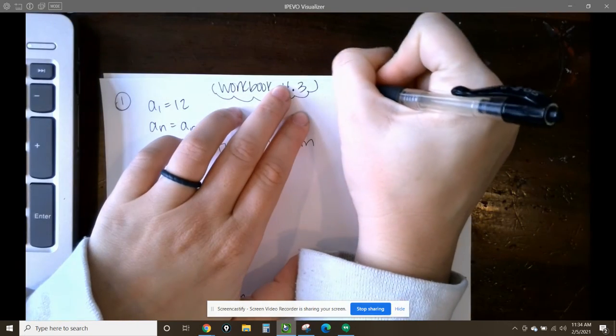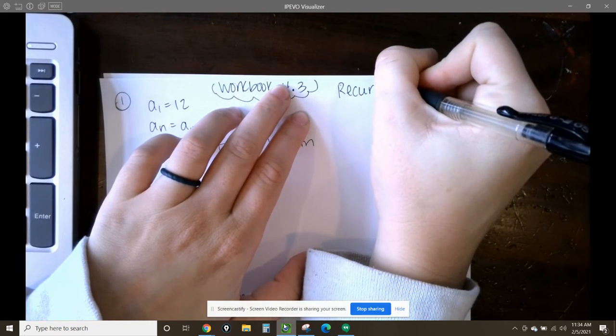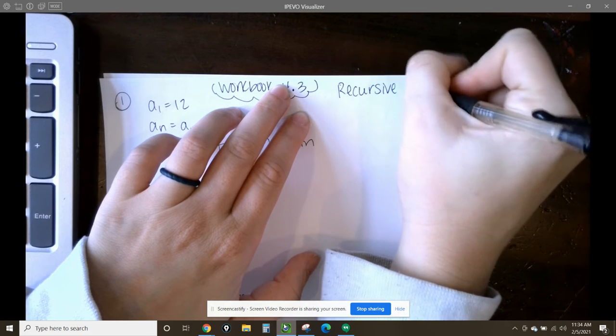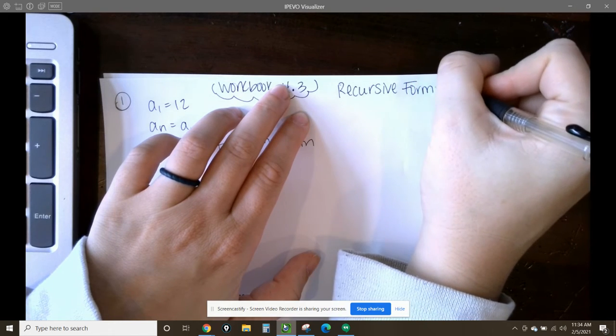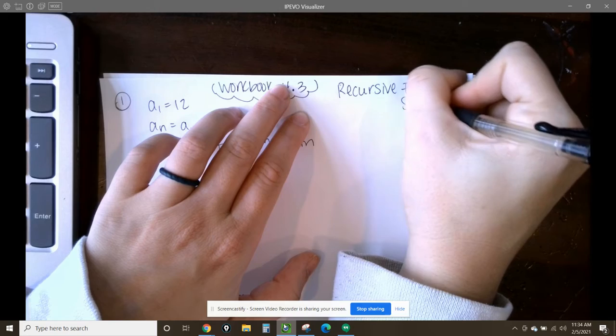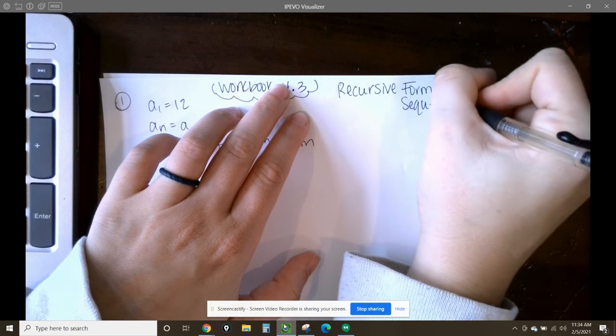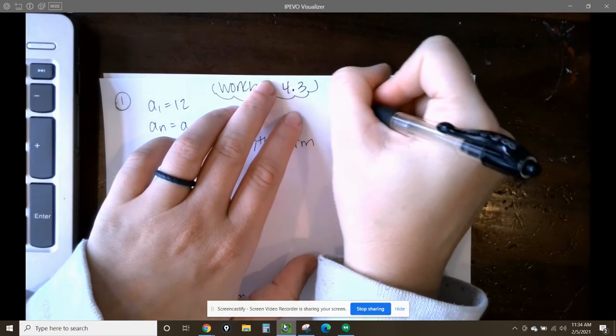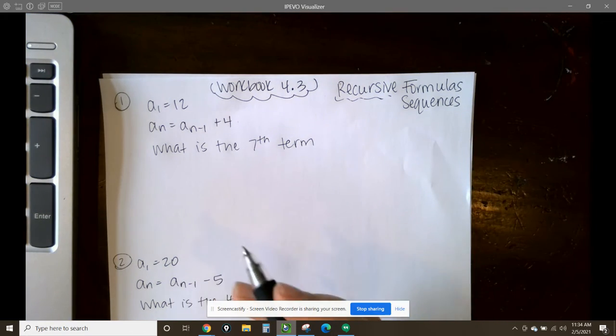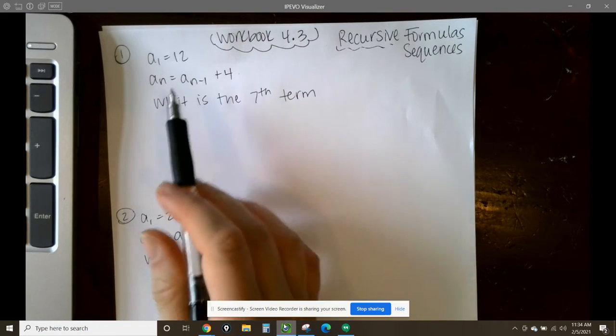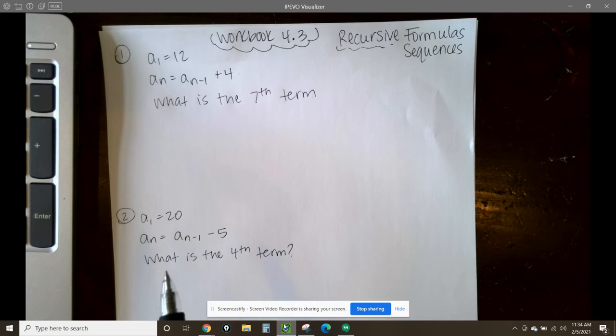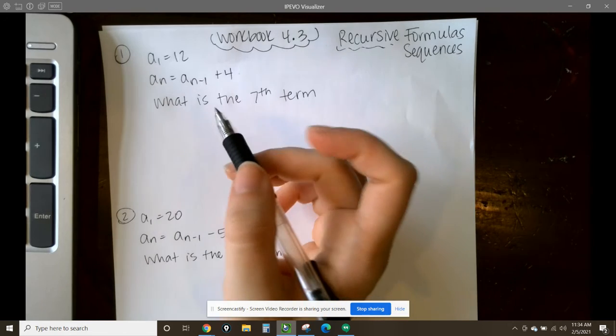This lesson is about recursive formulas or recursive sequences. I can't remember how they say it. Sequences. But recursive means it depends on the one before it. So all of this stuff is a different way of writing that it depends on the one before it.